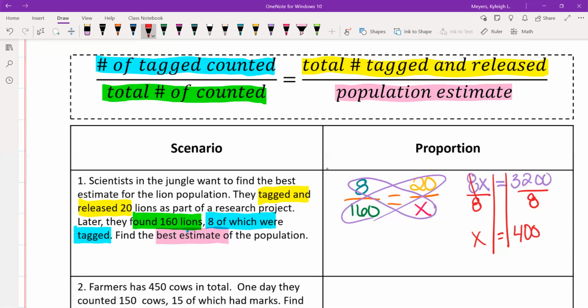It's not enough to just write 400. 400 what? 400 scientists, 400 jungles, 400 what? 400 lions is our estimated answer, right? We're going to do another one together.